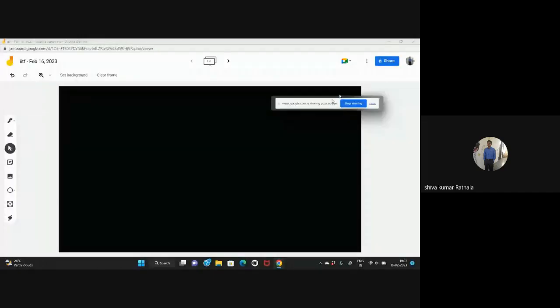Screen. Chrome tab entire screen. You can see my screen, right? Yes, sir.